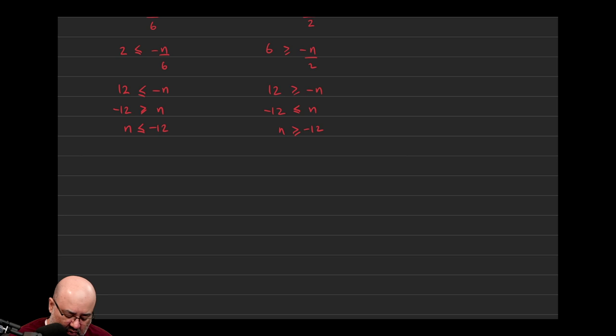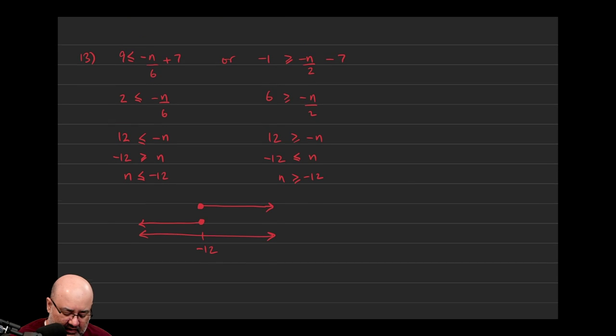And in this case, they're both less than or equal to, and they're both at negative 12. So I have a solid dot above the negative 12 for the first one, and I have another solid dot above the negative 12 for the second one. N is less than or equal to negative 12 means all the numbers to the left of negative 12. N is greater than or equal to negative 12 means all the numbers to the right of negative 12.